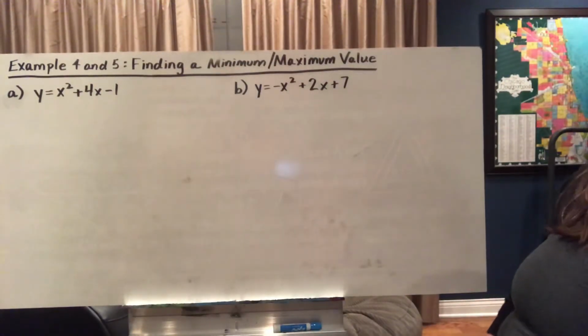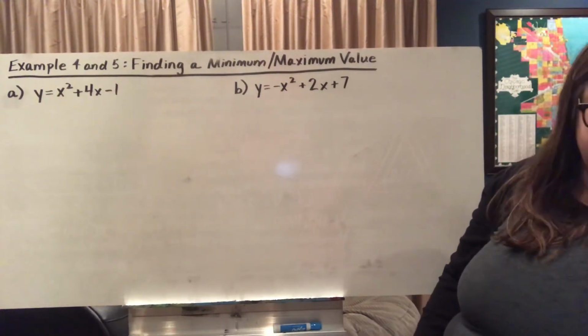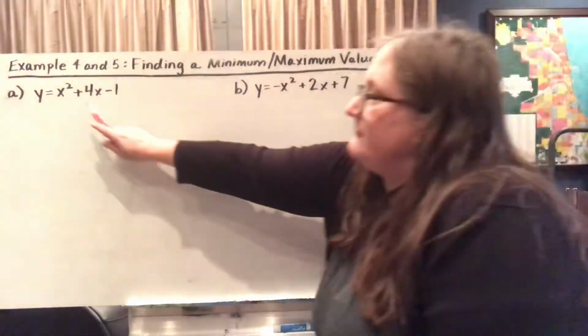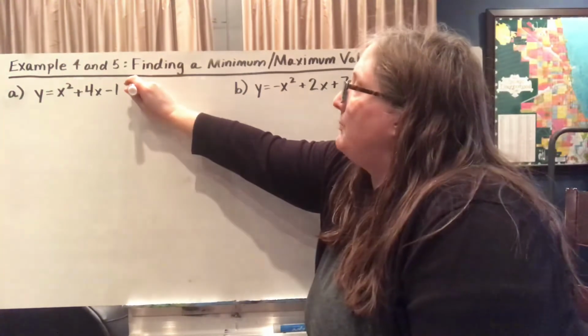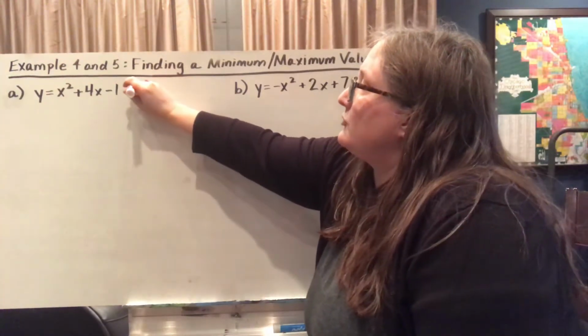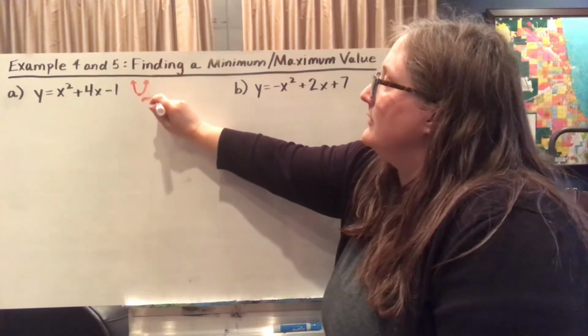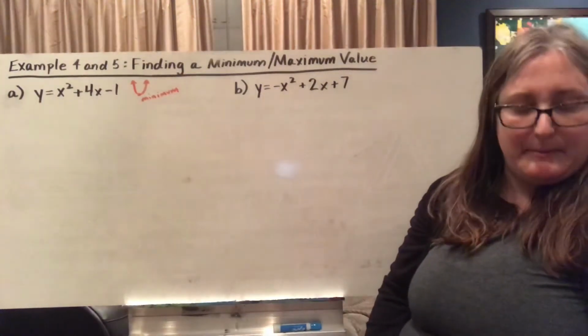All right, so here we're being asked to find a minimum and a maximum value. So the first thing I'm going to do is look at this one here. I notice that my a value here in front of the x squared is a 1, so this is going to be opening upwards, which means I'm going to be finding a minimum value. When it opens upwards, I'm going to be finding a minimum.